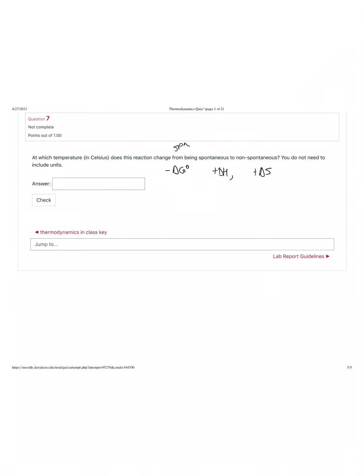If delta H is negative and delta S is positive, delta G will always be spontaneous. If delta H is positive and delta S is negative, it's always going to be non-spontaneous. When delta H and delta S are both positive or both negative, that's when temperature starts to be a concern. So if we have a positive delta H and a positive delta S, the way we would solve this is we want to find the point where delta H and T delta S are equal to each other. When delta H is equal to T delta S, that's when delta G is going to be 0, and that's going to be the break-even point.